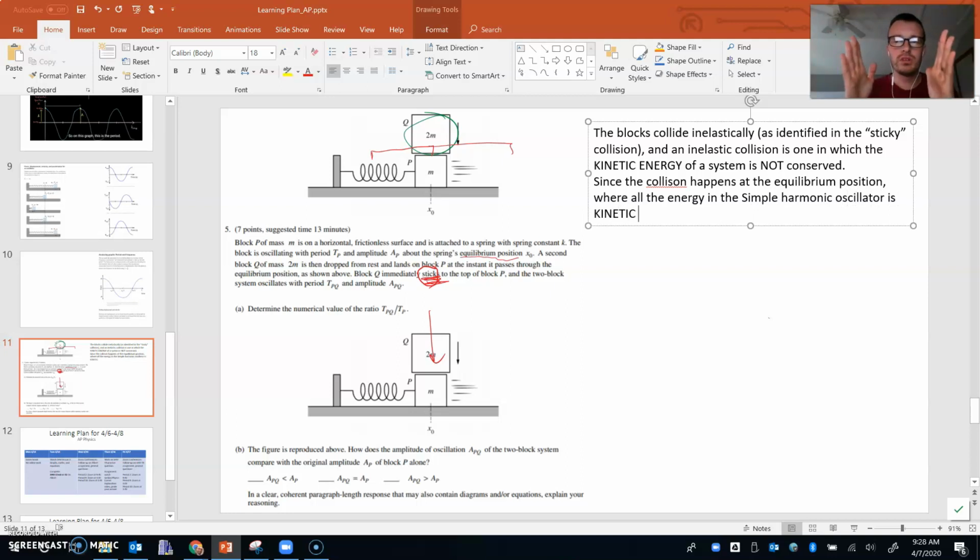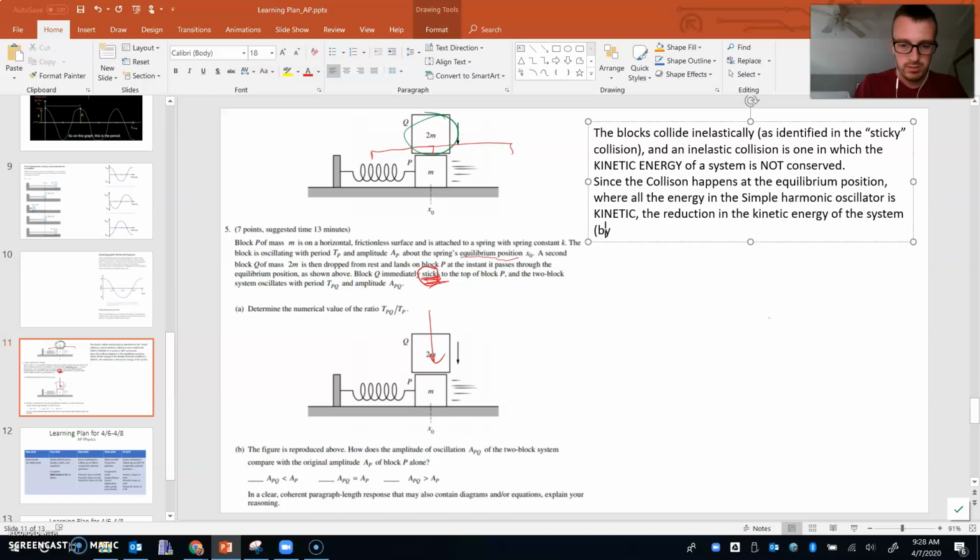As we go through the middle, there's no energy stored in the spring at the equilibrium position because the spring would be at its resting position at that time. So since the collision happens to be at the equilibrium position where all the energy in the simple harmonic oscillator is kinetic, the reduction in the kinetic energy of the system by the inelastic collision. I can really spell good, can't I, here today?